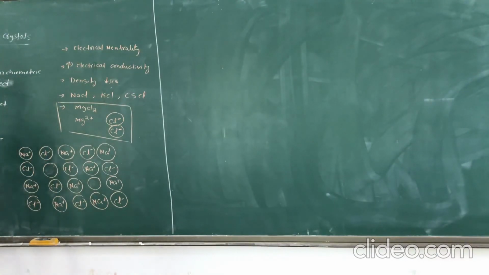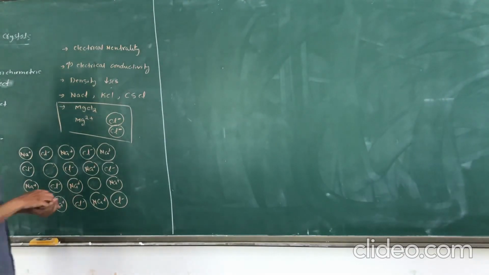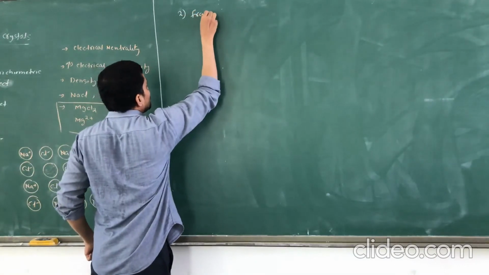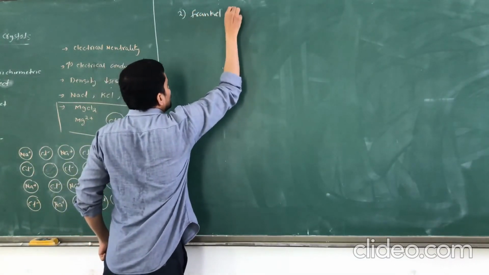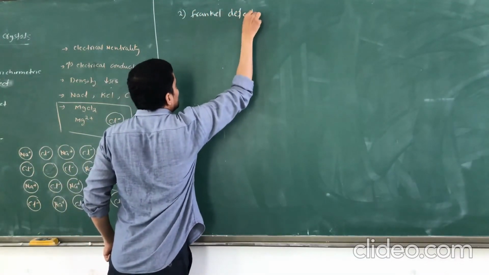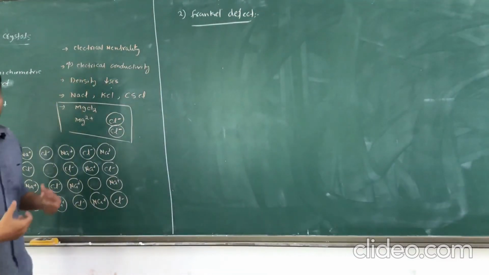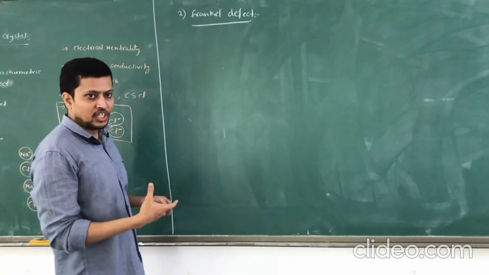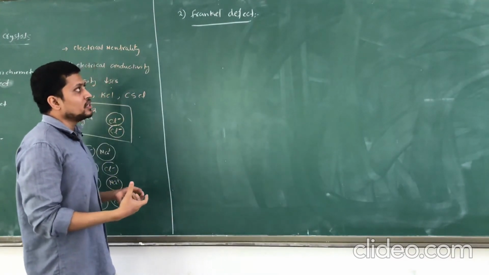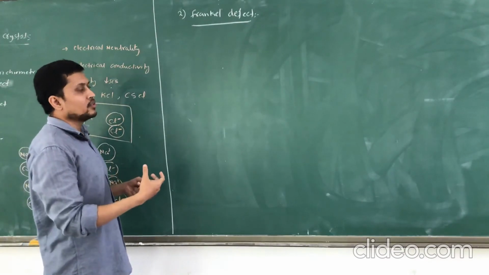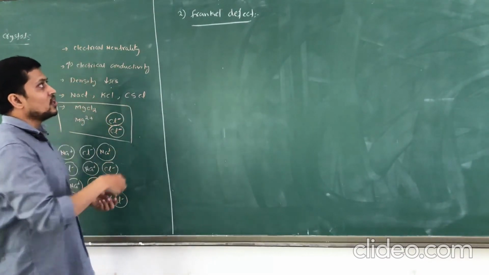Now we go to the second type of defect, called Frenkel defect. So here I am writing Frenkel defect, number 2 type. Frenkel defect is the second type of stoichiometric defect. Here also the stoichiometry remains unchanged. The composition of the chemical compound is not going to be changed after the defect is produced. So this is what we call Frenkel defect.